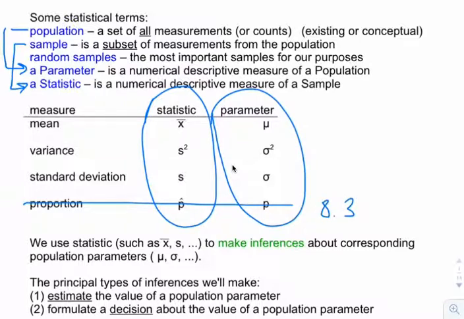So the idea here is we're going to use statistics, for example X bar, to make inferences about parameters, for example mu. Right now in section 8.1 we're going to see how we can use X bar to tell us something about mu. We're going to be making two kinds of inferences. In chapter 8, we use the values that were given to estimate values of population parameters. And in the next chapter, chapter 9, we're still going to be using inferences, but there we're going to use them to formulate decisions about what the actual population parameter is.